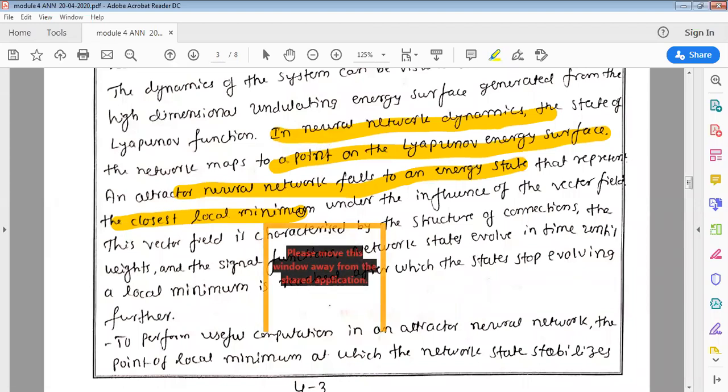Any doubt here? Yeah, Jatin, any doubt? No, sir. Are you able to follow? Yes, sir. Okay, see here.